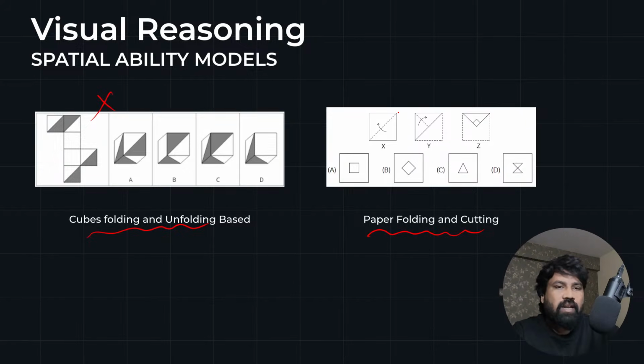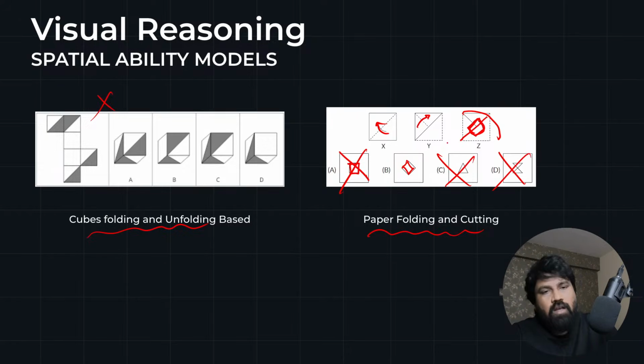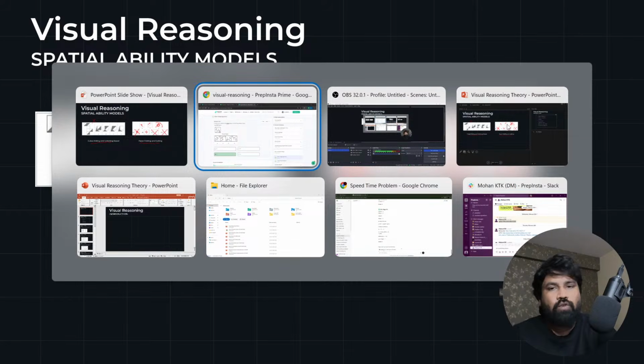Paper folds and cuts are nothing but: they will fold the paper and they will do a cut. If the unfolding happens, first they will unfold this, so the cut will extend like this. And if the unfold happened, the cut will extend like this. So it will create a square, but not an actual square. It will show as a rhombus inside a square. So option B is correct, right? So the same examples you need to follow.